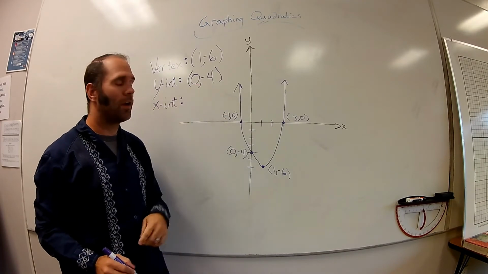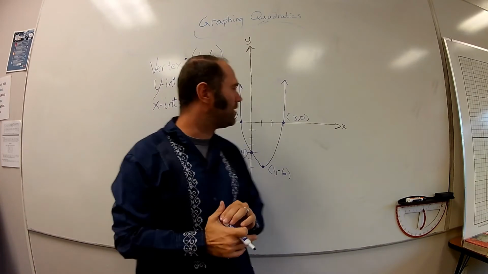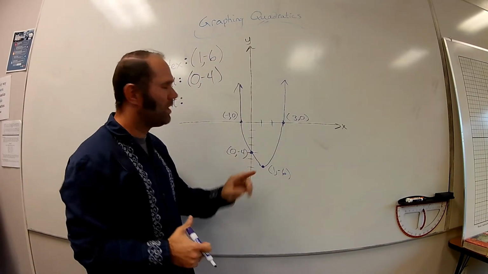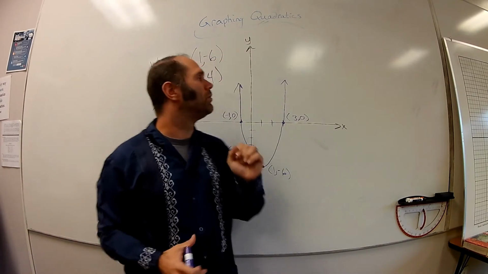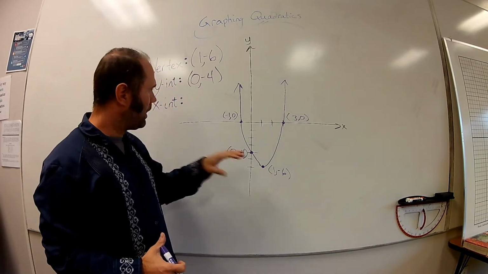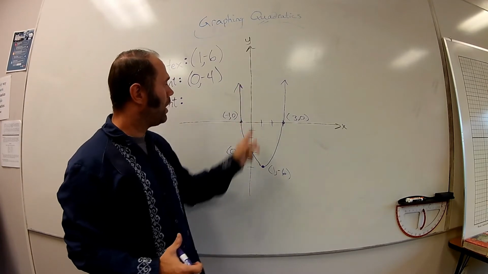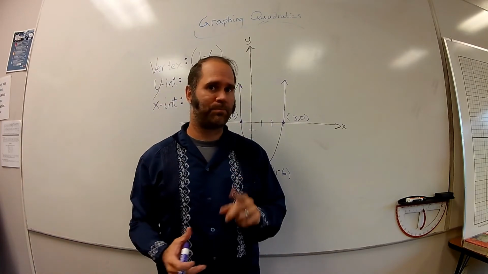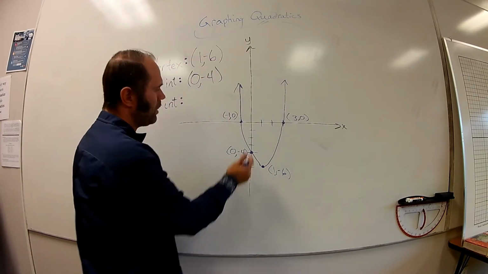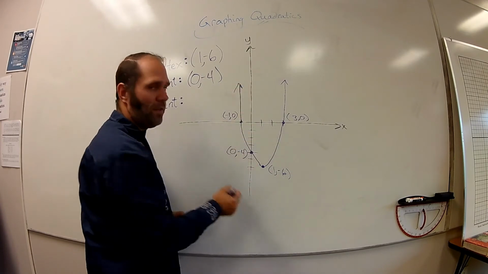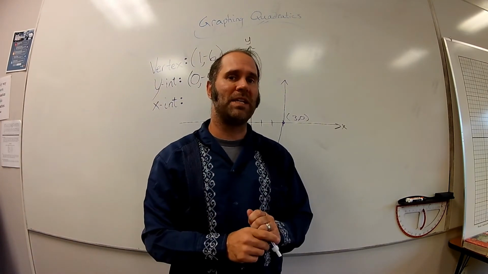The other thing that you might want to note is that your y-intercept is always only one point. There's not more than one point. No matter where the graph lives, it will only ever cross the y-axis once, because it is a function. If you cross the y-axis more than once, you fail the vertical line test, and you would not be a function.